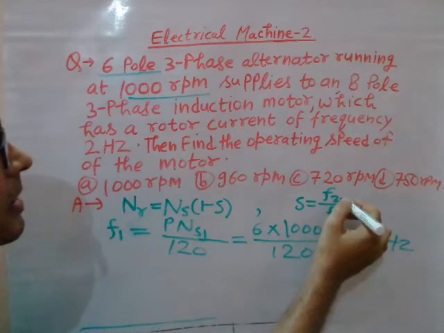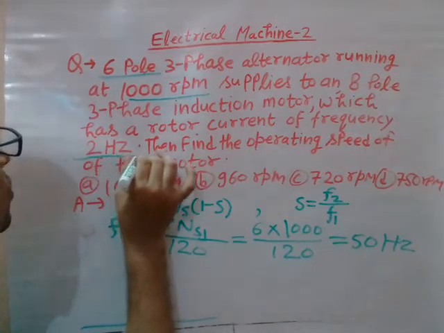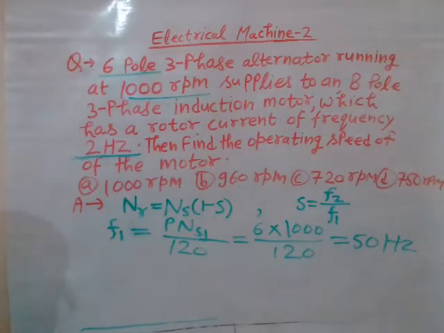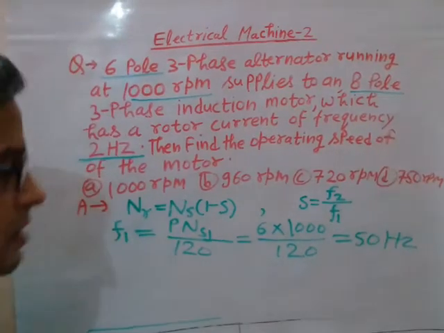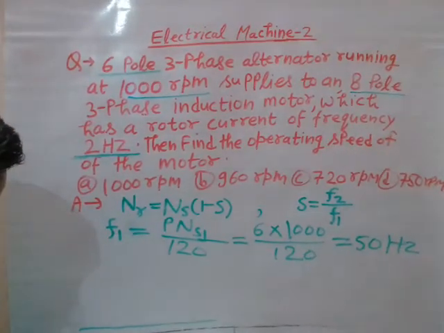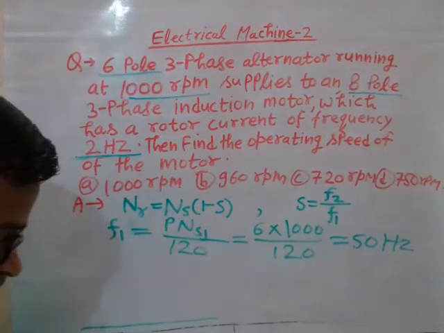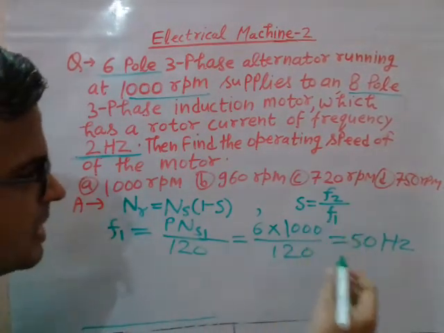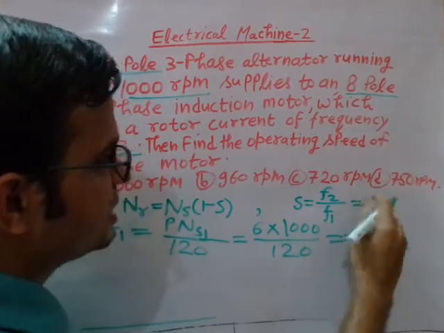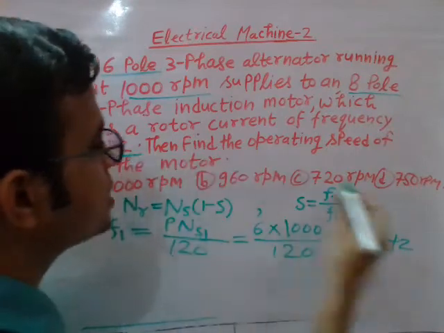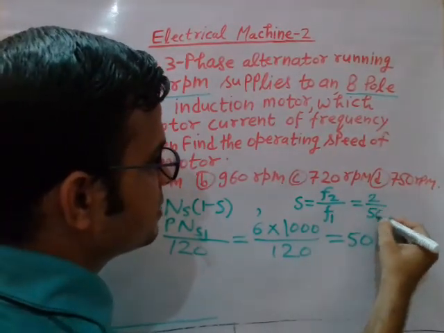F2, you know already, is the rotor frequency. It is given in the question: it is 2 hertz. And this is an 8-pole induction motor. So now you can calculate the slip of the induction motor. Slip is rotor frequency F2, which is 2 hertz, divided by F1, which is 50 hertz.